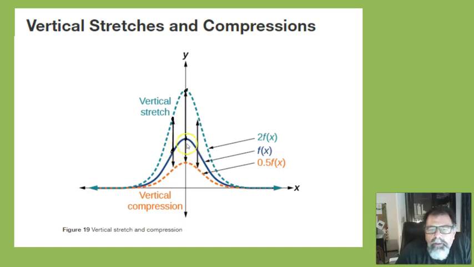And then compression is the other way. Some books say shrink. I like compress because I think of pushing it down, right? So if I chop it in half, it compresses it. So this one's cutting it in half, so that's compression. This one's multiplying it by a factor of 2, so that vertically stretches it. So you get a vertical stretch if that's bigger than 1, and if the absolute value is between 0 and 1, that's a compression.